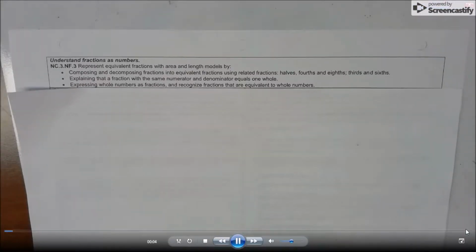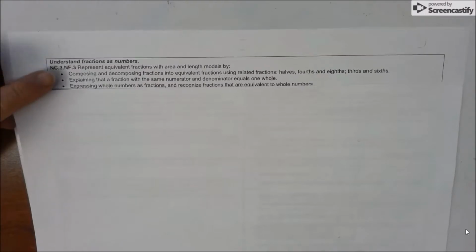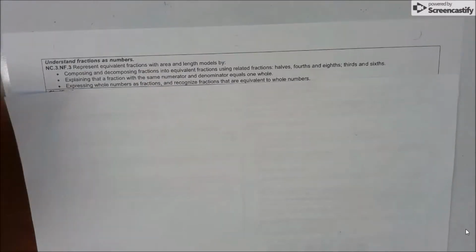This video addresses North Carolina Math Standard 3.NF.3, composing and decomposing fractions into equivalent fractions using related fractions: halves, fourths, and eighths, thirds, and sixths. There is more to the standard, but in this video we will only be covering the second bullet, explaining that a fraction with the same numerator and denominator equals 1 whole.